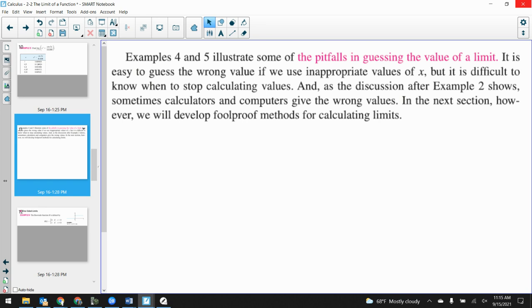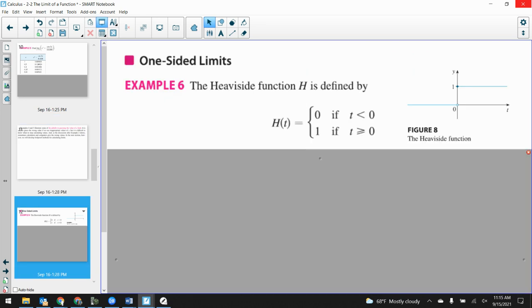Examples 4 and 5 illustrate some of the pitfalls of guessing a value of a limit. It's easy to guess the value wrong. Oh, I think I need to go here. There we go, one-sided limits. This is a really weird function.